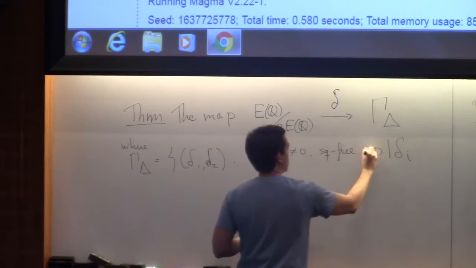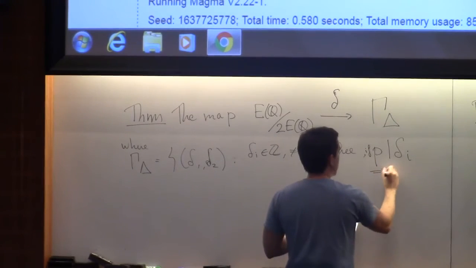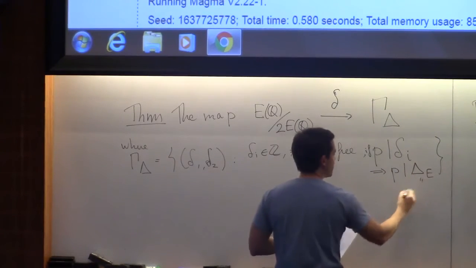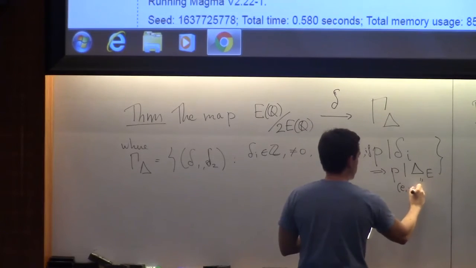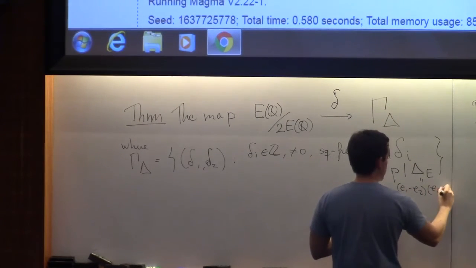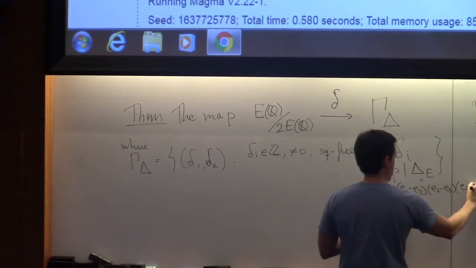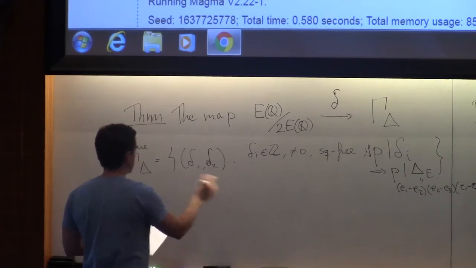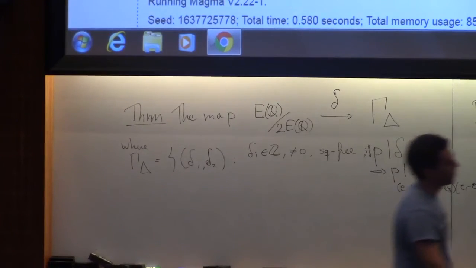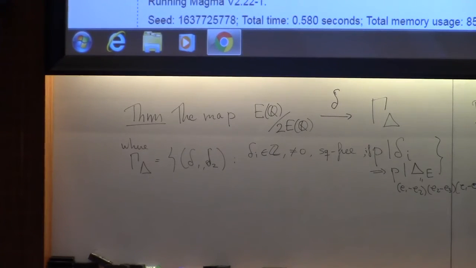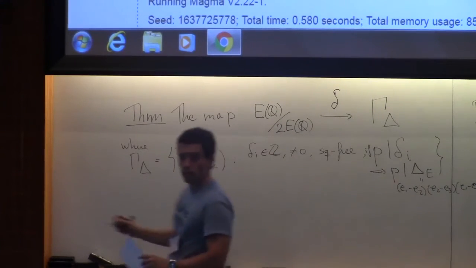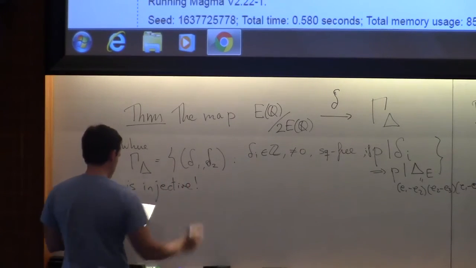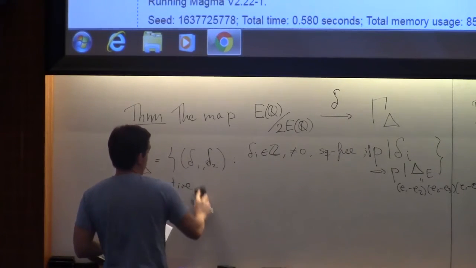if p divides delta i, then p divides the discriminant of E, which in this case is just the triple product of all the differences. Okay, the map is defined like in here, that map, and this map is injective, and it is a homomorphism.